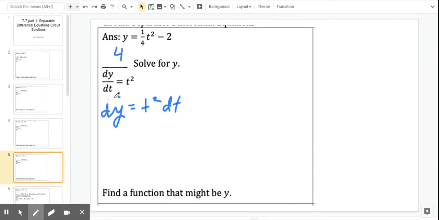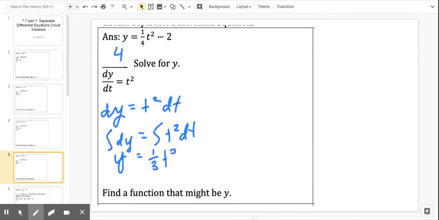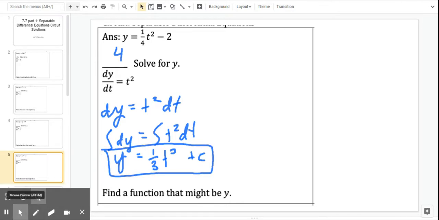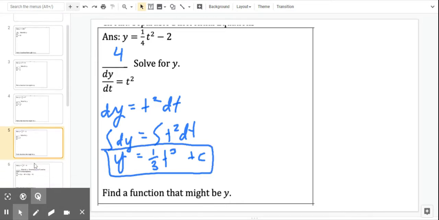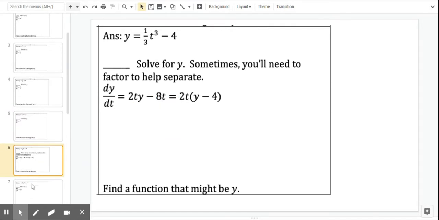All right, so we multiplied by dt on both sides. We've got all the t's and dt's over here. No y's, just dy over here. Now we can integrate. This will just leave us with y, and this will leave us with 1/3 t cubed plus c. And then that brings us to our next one here, where c would just be -4.